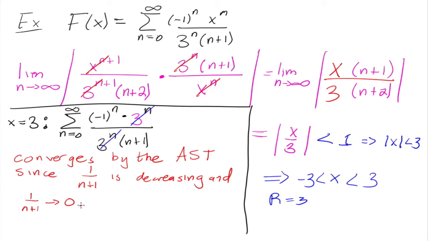If the negative 1 to the n, the alternating part, wasn't there, would it converge? If you just have 1 over n plus 1, it wouldn't converge, right? It would be like the harmonic series. So, okay, all right. What about at x equals -3?